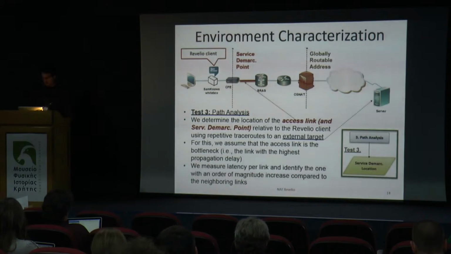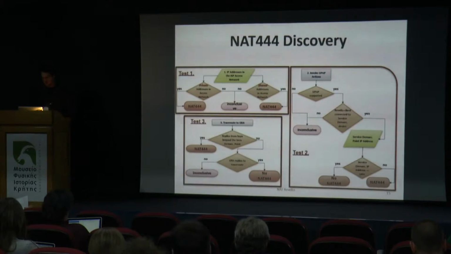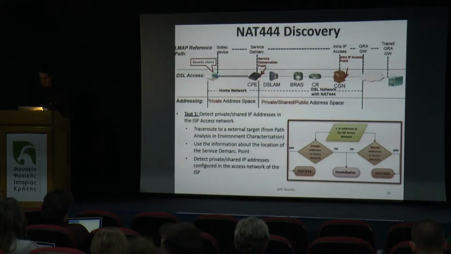So the information collected from these 3 tests is then fed to the NAT 444 discovery phase, which again is composed of three different tests. The first test tries to determine whether shared or private address space is used beyond the service demarcation device.